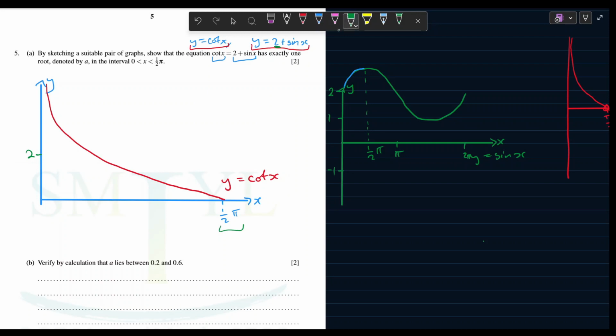And I'll put that in green. So it's going to look like this right there. And this is y is equal to 2 plus sine x. And hopefully you can see that they will only have one point of intersection, which means that they have exactly one root in this interval.